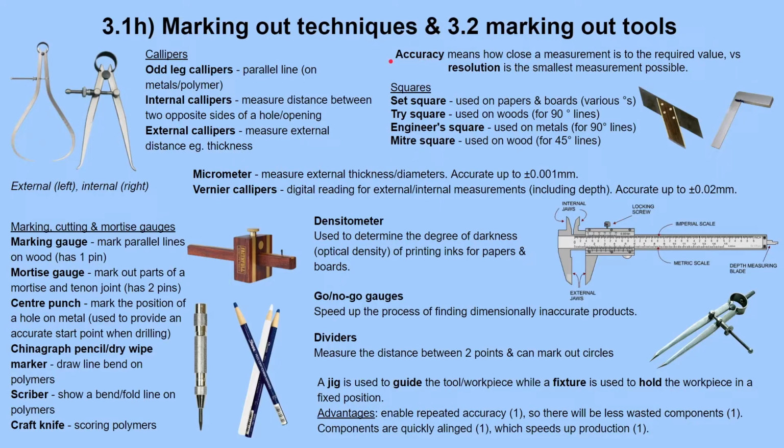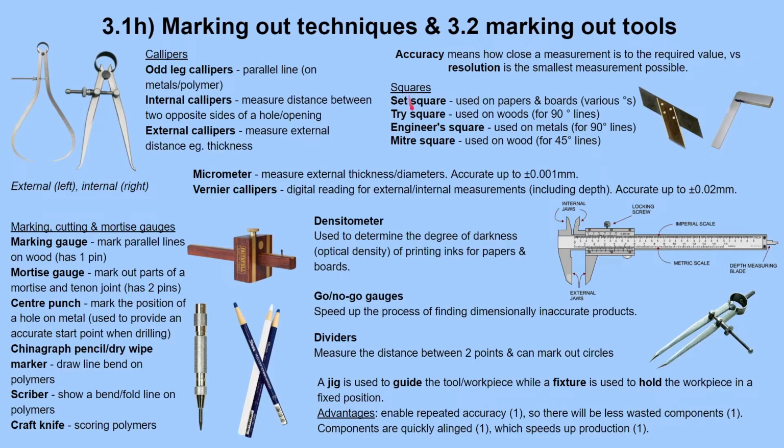Then let's move on to the definition of accuracy versus the resolution of something. So accuracy is how close a measurement is to the correct value, to the required value. Resolution is the smallest measurement possible. For example, on a ruler, it could be 1 millimeter. It's the resolution of the measuring device.